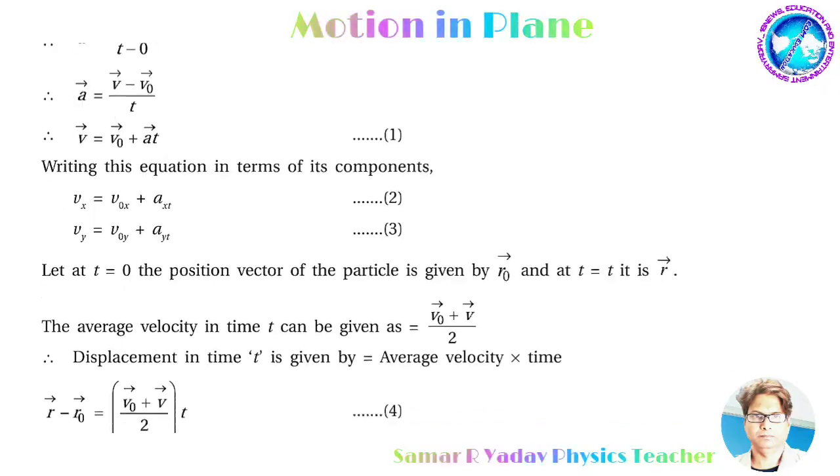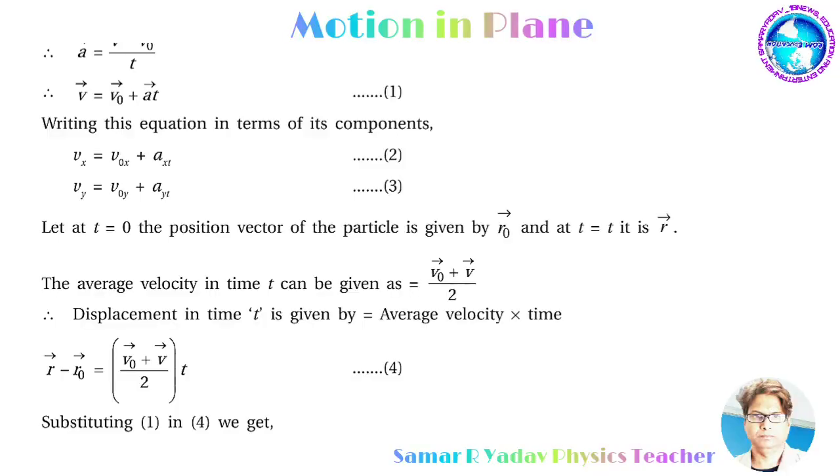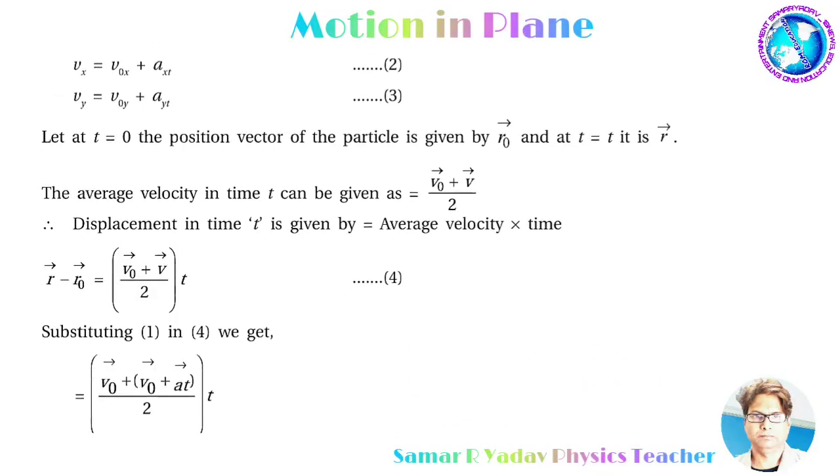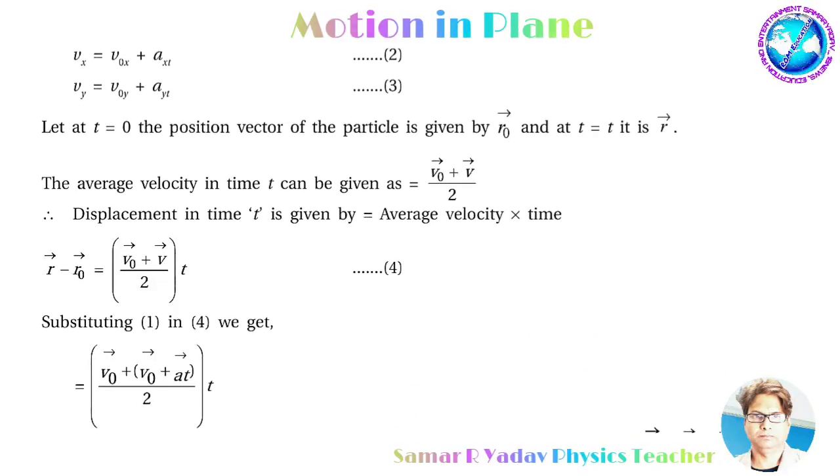Equation number 3. Let at t is equal to 0, the position vector of the particle be vector r0, and at t is equal to t, it is vector r. The average velocity in time t can be written as vector v0 plus vector v upon 2. Displacement in time t is equal to average velocity into time. Therefore vector r minus vector r0 is equal to (vector v0 plus vector v upon 2) into t. Equation number 4.